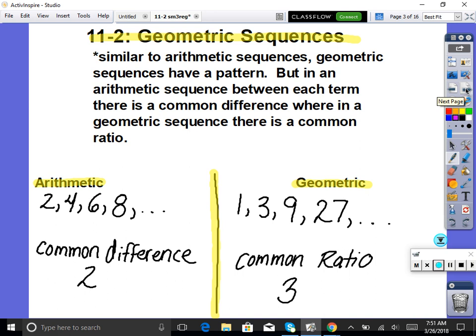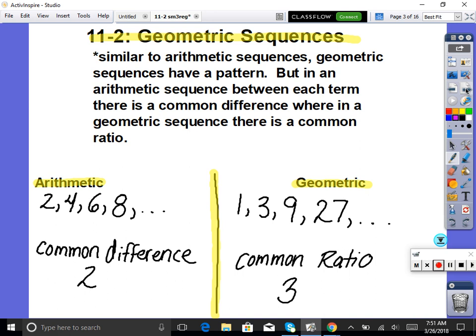Last time you saw it was actually quite easy as long as you knew what you were doing. Same thing today. So last time we were dealing with arithmetic sequences, which meant there was a common difference from one term to the next, meaning we were adding the same thing each time to get from one term to the next. So today is similar to an arithmetic sequence, but geometric sequences have a pattern where we're multiplying by the same thing to get from one term to the next.